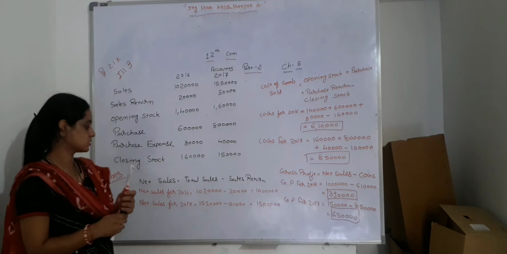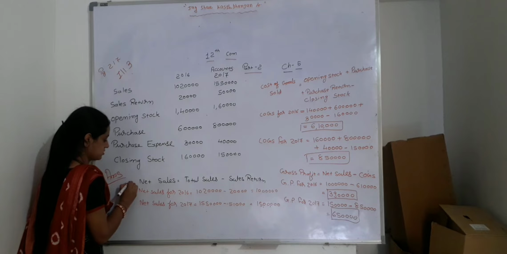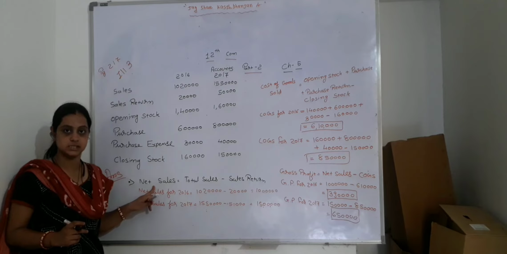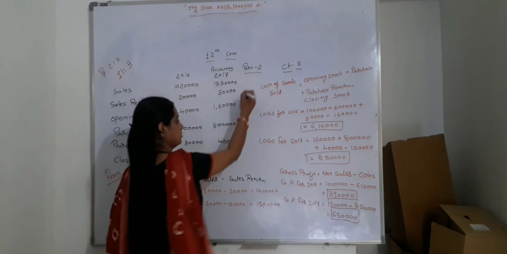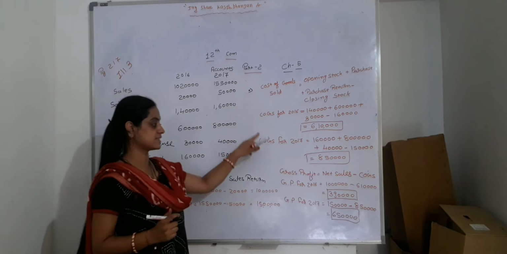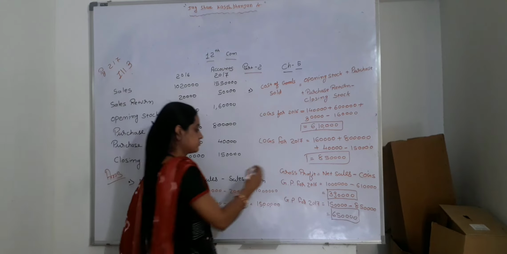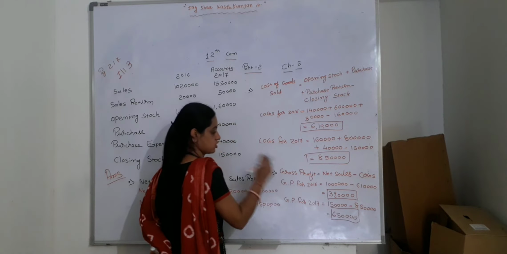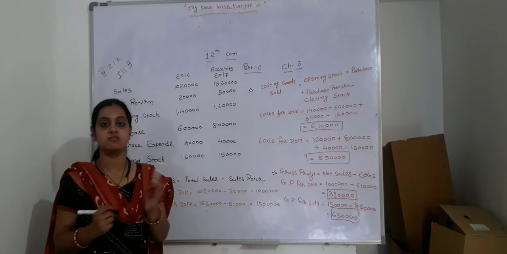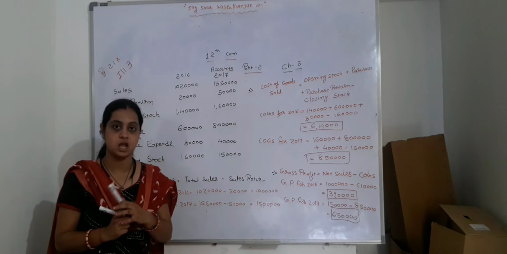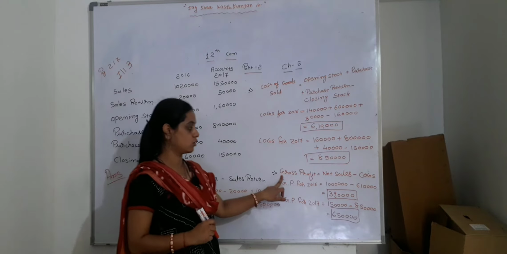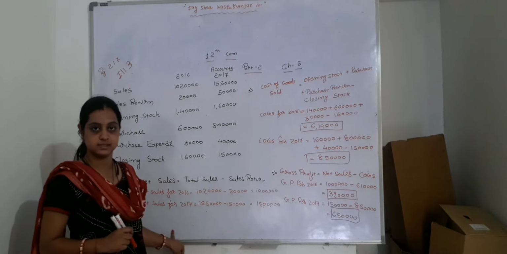Again, I am discussing. First of all, we have to find net sales. Then we find cost of goods sold for 16 and 17, and after that we found gross profit. All three things we have found. Now we can apply the formula of gross profit ratio because we have gross profit and net sales. Okay.